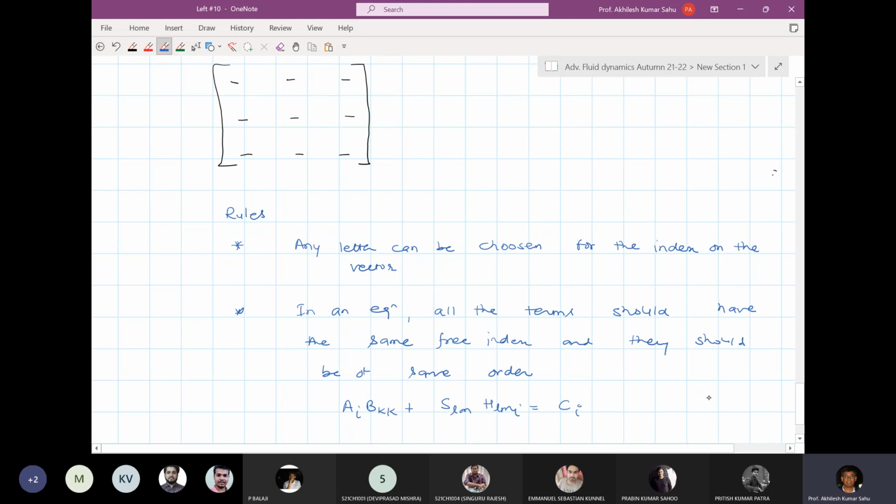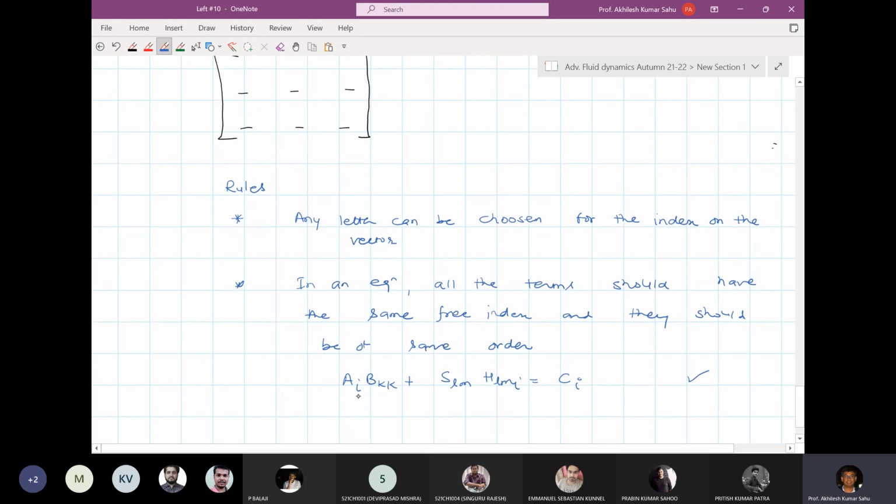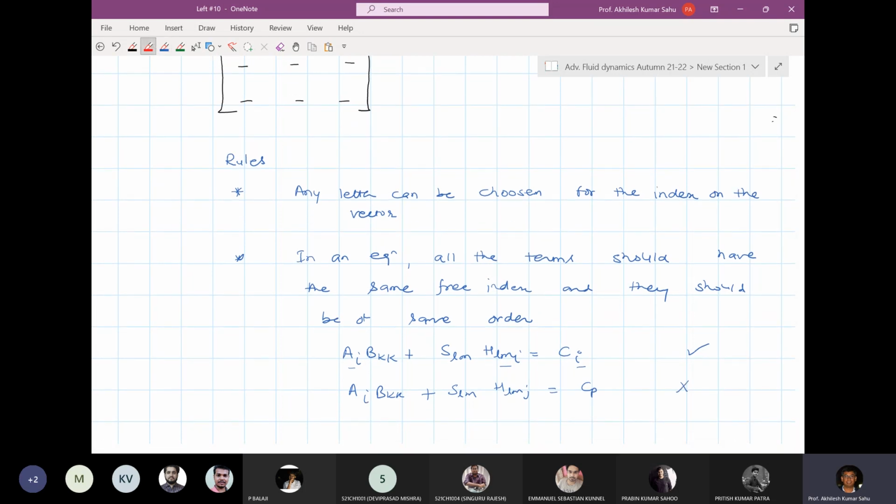So this one is correct because the number of free indices is 1 in all the terms, right? And the free index is i in all the terms. And let's say I have a term A_i B_kk plus S_lm H_lmj equal to C_p. So this is wrong, because it is p here, it is j here, it is i here. Okay, so this is wrong.